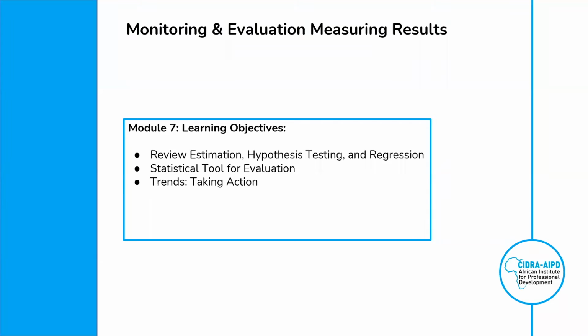Screening and evaluation, measuring results. Module 7, learning objectives. Review, estimation, hypothesis testing, and regression. Statistical tools for evaluation. Trends, taking action.